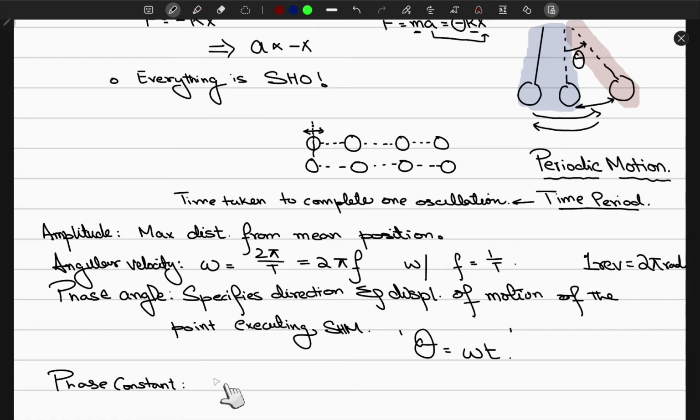So at t equals 0, whatever angle that I have, which is theta, is going to be given a new symbol, which is this psi, and psi is the phase constant, right? And it's the angle at time t equals 0. So this is my phase constant.